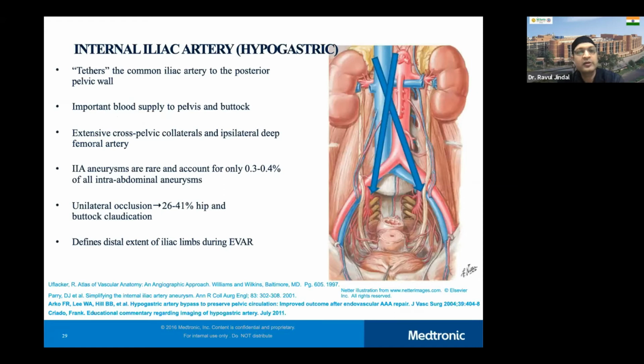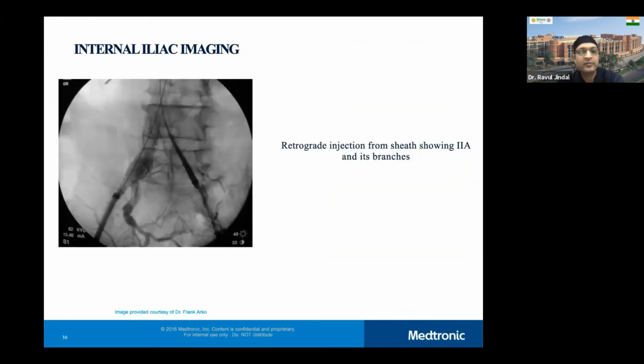Coming to the internal iliac artery, it's an important blood supply to the pelvis and the buttock. Extensive collaterals are present. Aneurysms of this part are rare, only 0.3 to 0.4%. And if unilateral occlusion is there, only 25 to 40% of patients will get claudication. It also defines the distal extent of the iliac limbs during EVAR in some patients. So this is how it looks. As you can see, very clearly, an internal iliac.